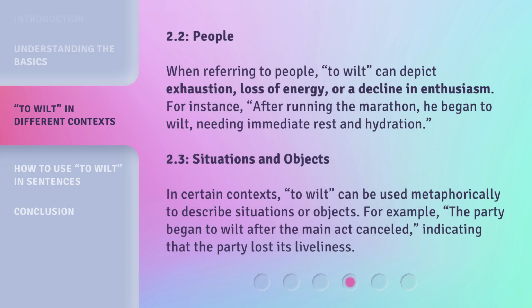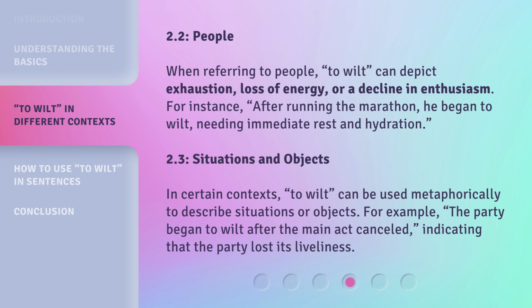2.2 People. When referring to people, to wilt can depict exhaustion, loss of energy, or a decline in enthusiasm. For instance, after running the marathon, he began to wilt, needing immediate rest and hydration.